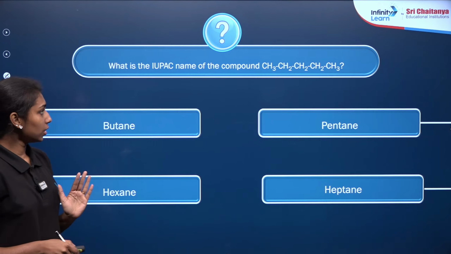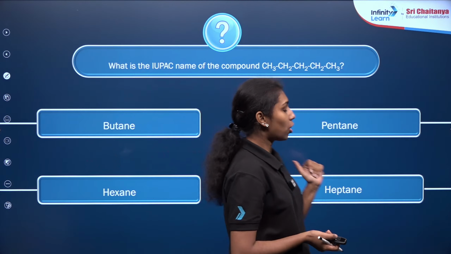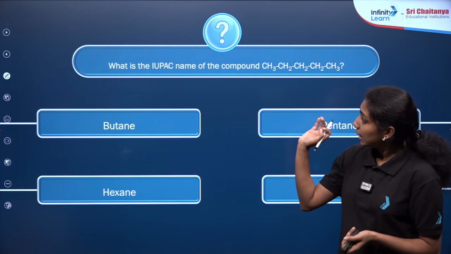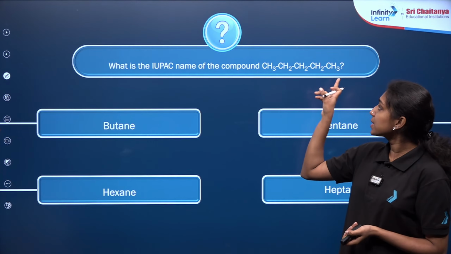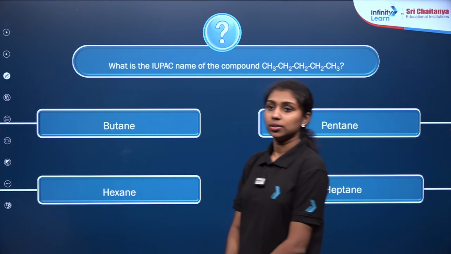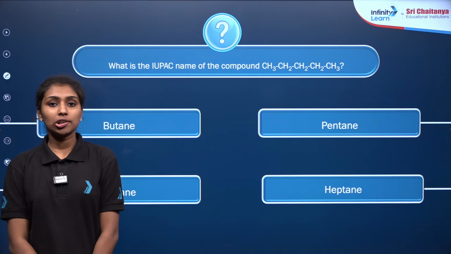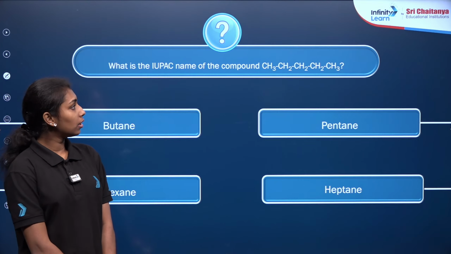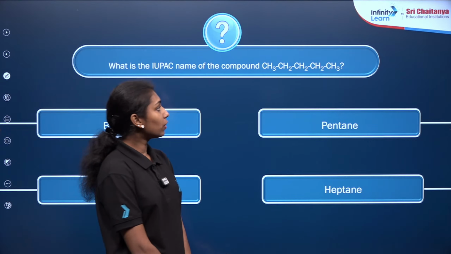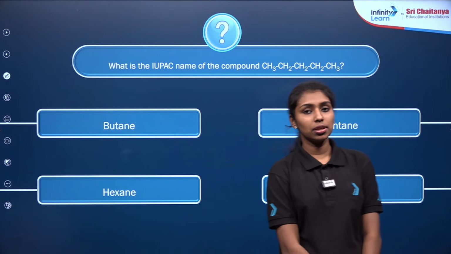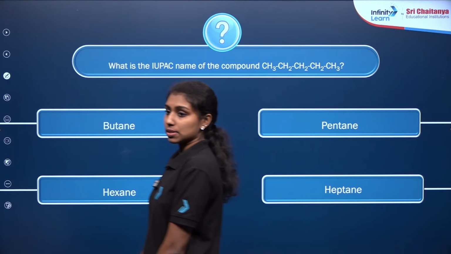Here is the next question. Try to find the name of this compound. Write the IUPAC name of the compound CH3, CH2, CH2, CH2, CH3. Find out the longest chain. Based on the number of carbons, find out the root word. Then, if any multiple bonds are present, find out the suffix. Prefix and suffix also.